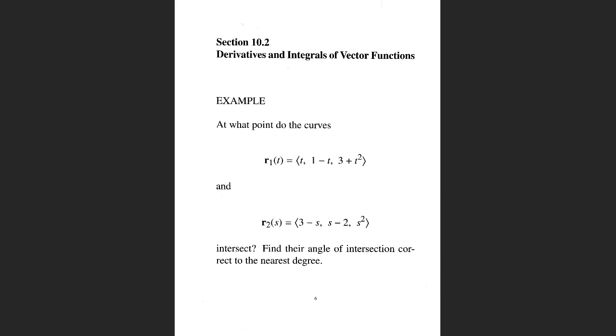Okay, so in this problem, we're given two space curves, here and here. And we want to know at what point do the curves intersect, and then find the angle of intersection correct to the nearest degree. So can you think of an application where this might be good to know how to do?